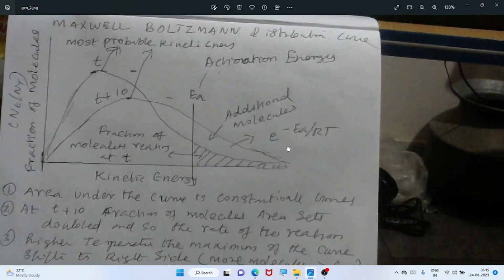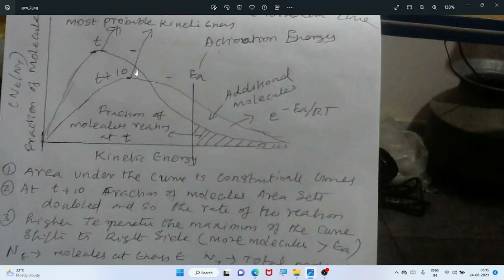This is called a Maxwell-Boltzmann distribution curve. This is kinetic energy versus the fraction of molecules. Ne by Nt: the number of molecules at a particular energy level is Ne, and Nt is the total number of molecules. This is the fraction of molecules versus kinetic energy at temperature T, and here at a higher temperature, T plus 10. In both the temperatures, the area under the curve is the same.